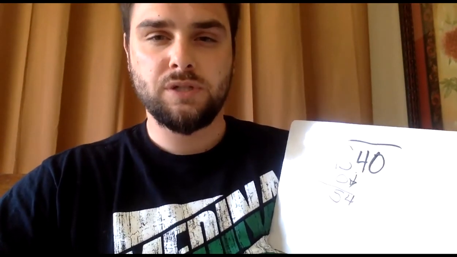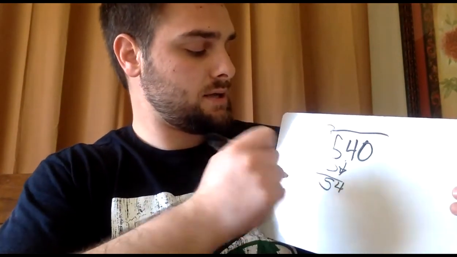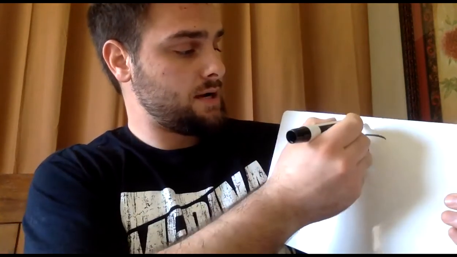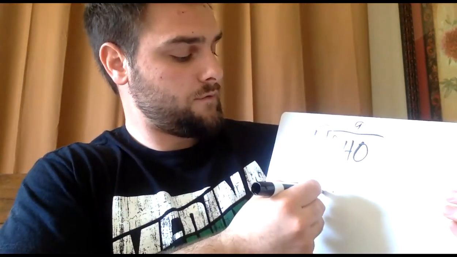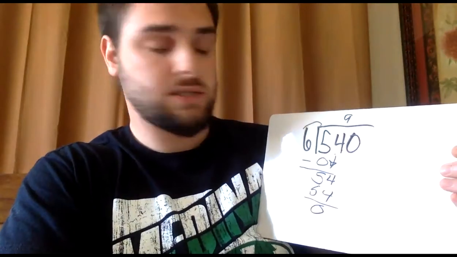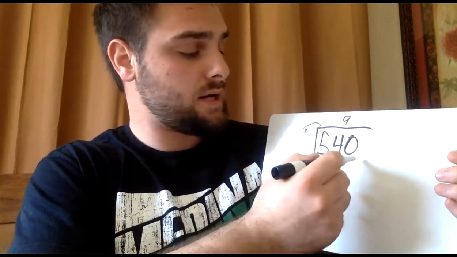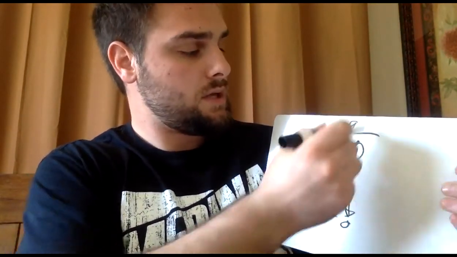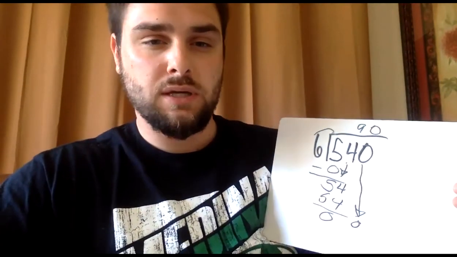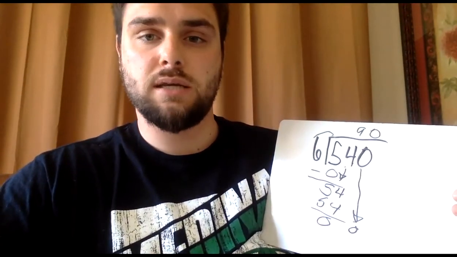How many times does 6 go into 54? We should know that, right? 6 times 9 gives us 54. So we'd write a 9 right here, 54 right here. Subtract the 2, we get a 0. Now we still have this 0 that's hanging on at the end here, so we have to drop that down and add it right here. And get 90. 540 divided by 6 gives us 90.